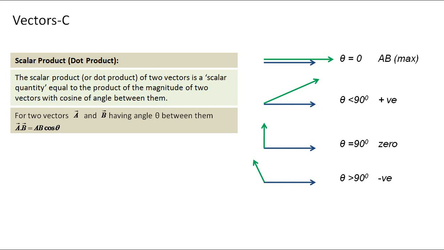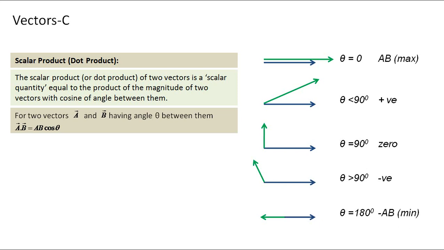Further, if the angle between two vectors is obtuse, that is theta greater than 90, cos theta is negative. Hence the dot product is negative. And when theta becomes 180 degrees, cos 180 is minus 1. Hence the dot product is minus the product of the magnitudes of the two vectors. So this is the minimum value, when theta becomes 180 degrees.